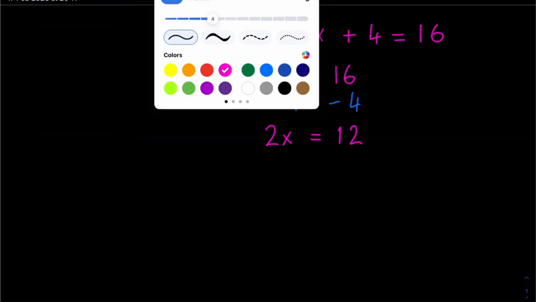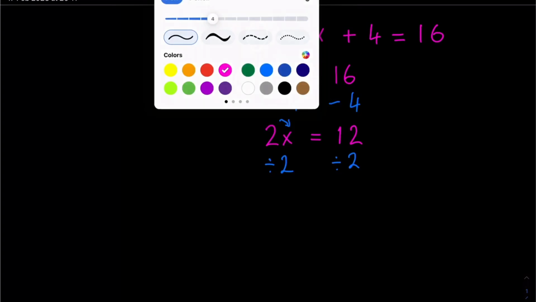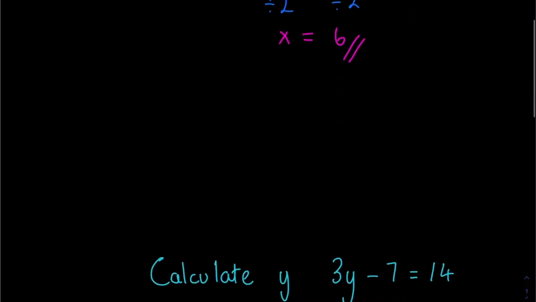So now we've got 2x is equal to 12, so that 2 is actually multiplying the x. Because it's multiplying, the opposite of multiplying is dividing, so I need to divide both sides by 2. That's going to get me 2x divided by 2 is simply x. 12 divided by 2 is 6. So my answer becomes 6. So that was the first one.